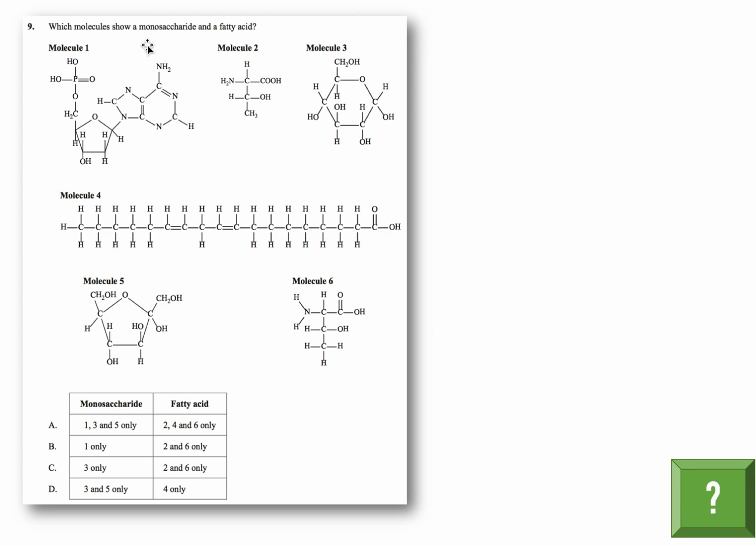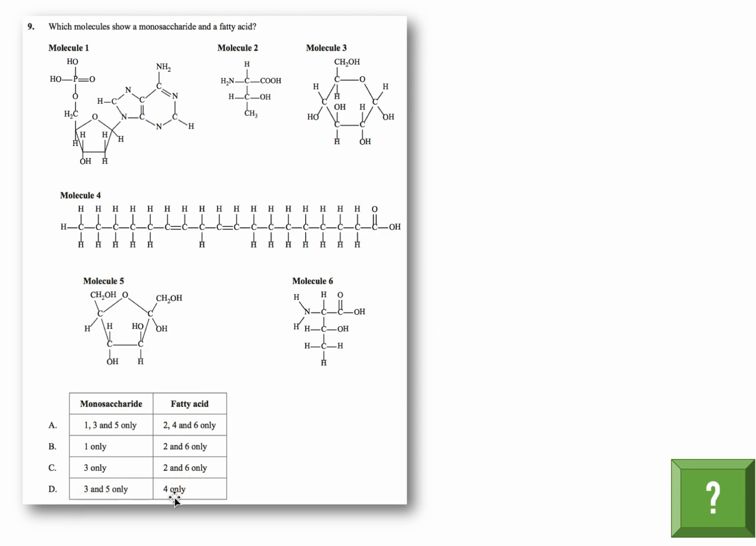Which molecule shows a monosaccharide and a fatty acid? Okay, so let's go monosaccharide here. They're saying 1, 3, and 5. So is 1 a monosaccharide? No, this is a nucleotide, in fact. This is what DNA is made of, and you'll learn about this later if you haven't already. So it's not going to be A. What about B? Monosaccharide 1 only. No, 1 is not a monosaccharide. How about C, which is 3? Okay, that's a monosaccharide. That's true. Is it the only one though? No, because 5 here is also a monosaccharide. So it's going to be D.